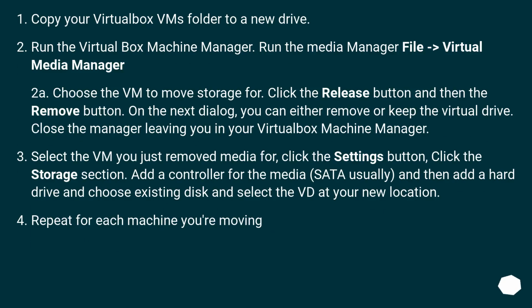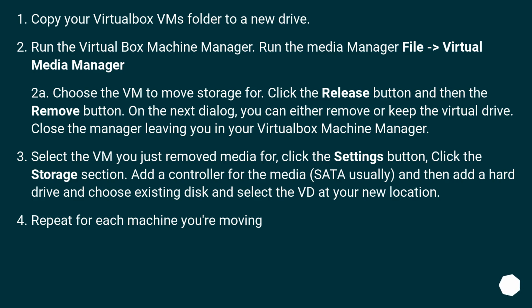1. Copy your VirtualBox VMs folder to a new drive. 2. Run the VirtualBox Machine Manager. Run the Media Manager, File | Virtual Media Manager. 2a. Choose the VM to move storage for. Click the Release button and then the Remove button. On the next dialog, you can either remove or keep the virtual drive. Close the manager, leaving you in your VirtualBox Machine Manager.